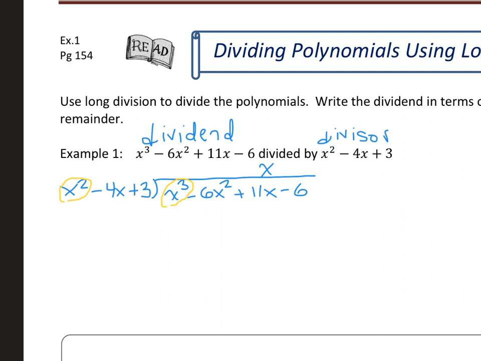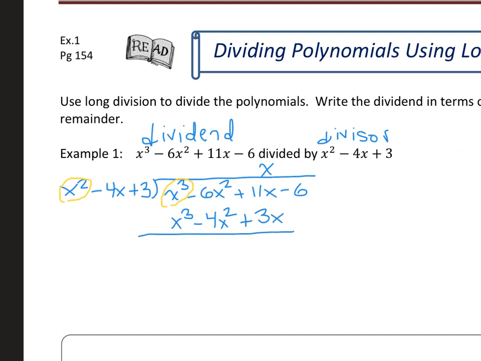Now, just as we did with numerical examples, I'm going to multiply this by my divisor, and this time I'm going to multiply the entire divisor. So x times x squared is going to give me x cubed, and since that's a cube, I'm going to put it under its like term. Next, I'm going to say x times negative 4x gives me negative 4x squared, so I'm going to put that under the x squared term. And finally, x times a positive 3, that's going to give me 3x, and I'm going to put that under its like term.